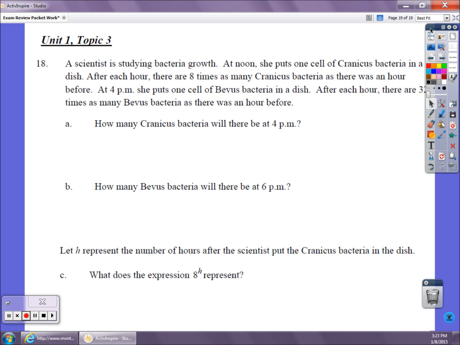A scientist is studying bacteria growth. At noon, she puts one cell of Cranicus bacteria in a dish. I think that's how you say that word. After each hour, there are 8 times as many Cranicus bacteria as there was an hour before. At 4 p.m., she puts one cell of Bevis bacteria in a dish. After each hour, there are 32 times as many Bevis bacteria as there was an hour before. So we've got 2 different bacteria, so we're going to have 2 different functions for those bacterias.